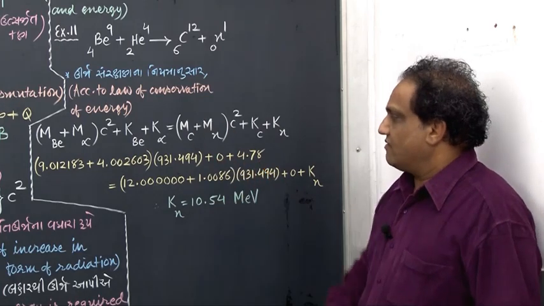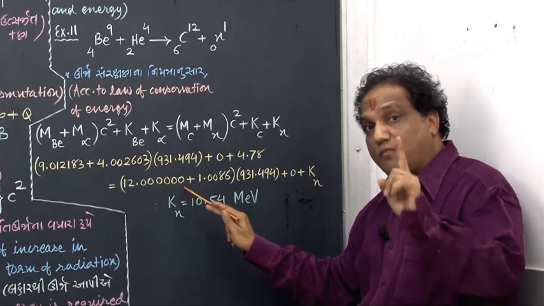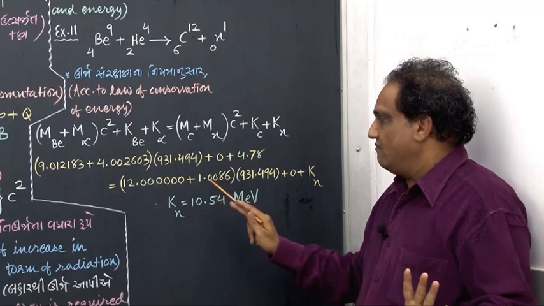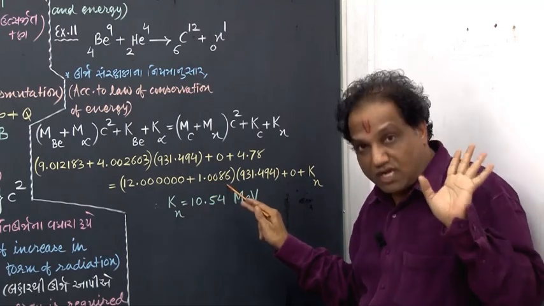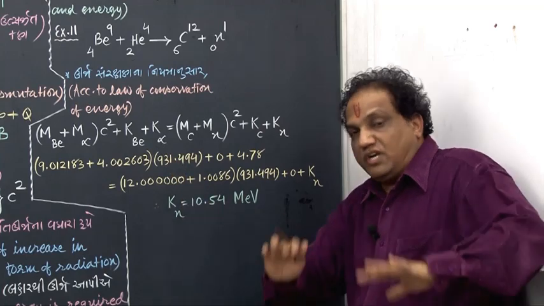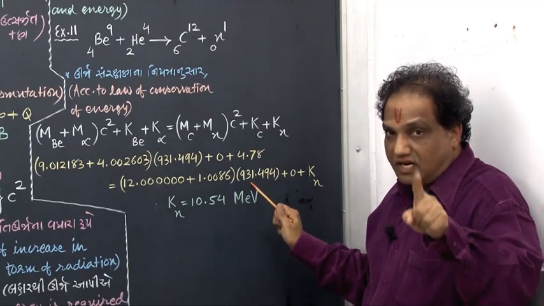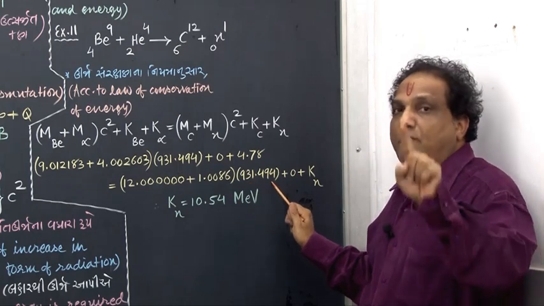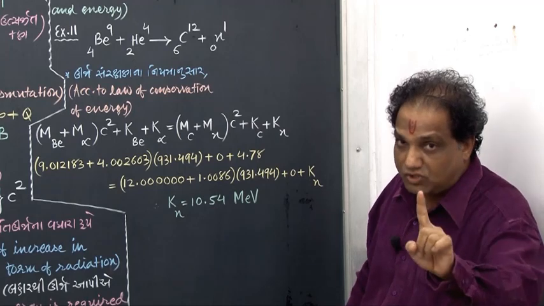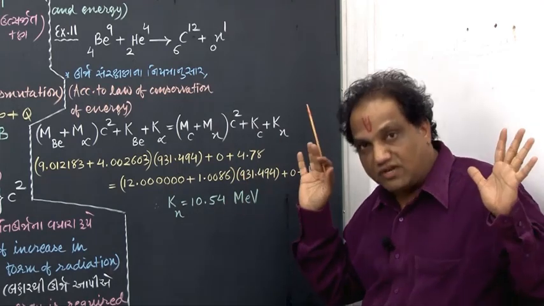What about mass of carbon? They have given 12.000000 atomic mass unit. And mass of neutron, they have given 1.0086 atomic mass unit. And now once you get this mass in atomic mass unit, what is its equivalent energy? For that you must multiply by 931.494 million electron volt, because they have given in the statement that one atomic mass unit is equivalent to this much million electron volt of energy.